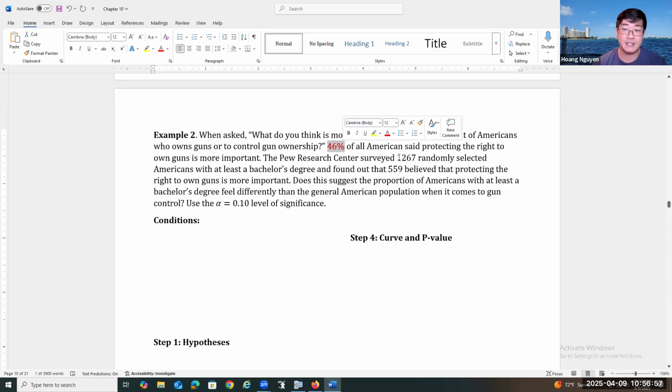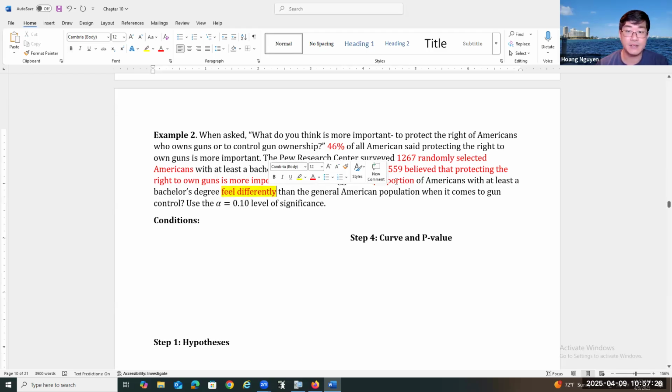A recent survey asked 1,267 randomly selected Americans with a bachelor's degree and found that 559 believe that protecting the right to have guns is more important. This suggests that the proportion of Americans with at least a bachelor's degree feel differently. So the proportion of Americans with at least a bachelor's degree feel different than the general American population when it comes to gun control.